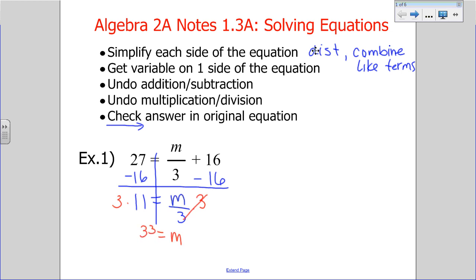We want to check our answer. So what does that look like? You take 27 is equal to, we want to see if 33 is the right answer. So we're going to plug 33 in for m and then simplify. We're going to work this out. We divide before we add, so we get 11 plus 16. Does 11 plus 16 equal 27? And it sure does. So there's our check. We'll be checking your checks as you work in class tomorrow.